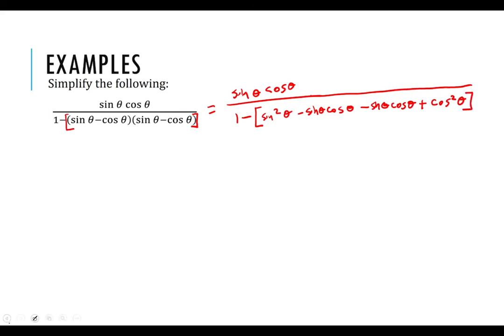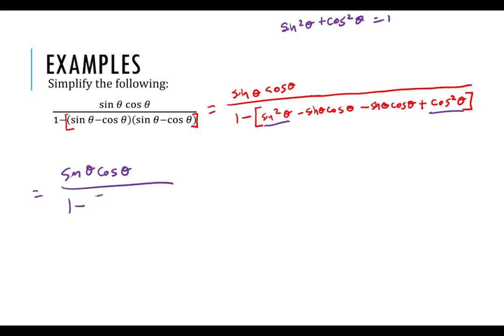Okay, how did that help me? Well, at this point, recognize that I have sine squared theta plus cosine squared theta. And I remember that sine squared theta plus cosine squared theta is equal to 1. And so I'm going to replace sine squared of theta plus cosine squared of theta with 1. This is then going to give me sine of theta cosine theta divided by 1 minus sine theta cosine theta minus sine theta cosine theta. Those are like terms, and so that's going to be minus 2 sine theta cosine theta.